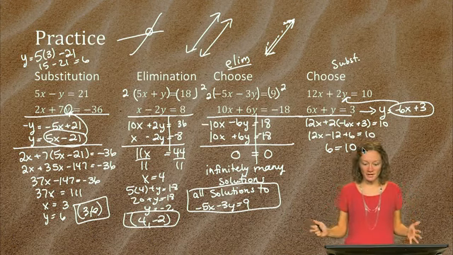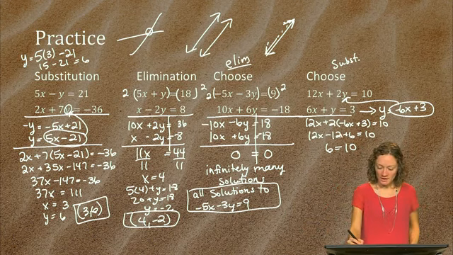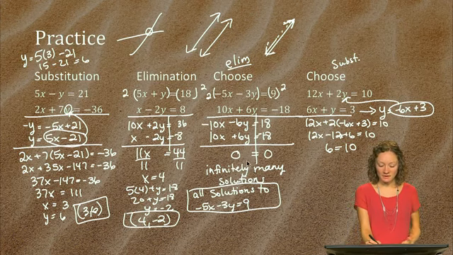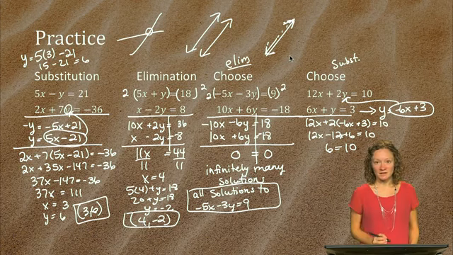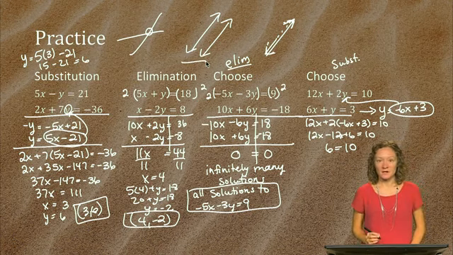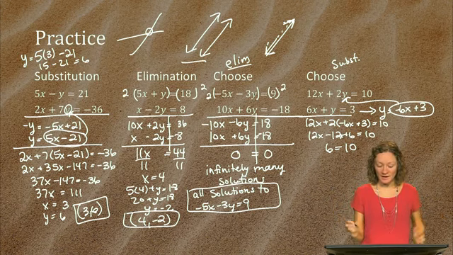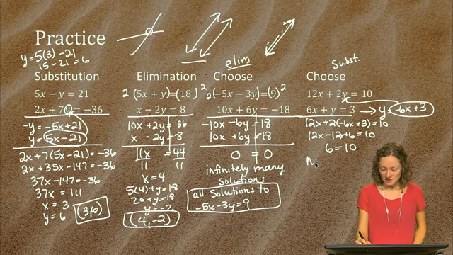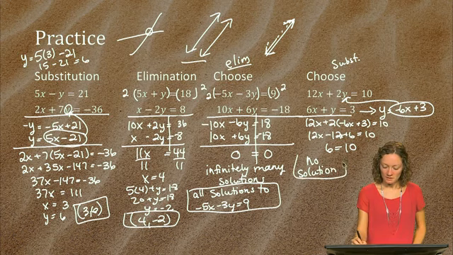Another special thing happens. I get to a point where the variables have canceled out and I'm left with a statement. The previous one, we got a true statement, which meant they were the same line. There were infinitely many solutions. This time I got a false statement. And this is our third scenario. They are parallel lines, and so what kind of solutions do we have? We have no solutions. So, no solution.